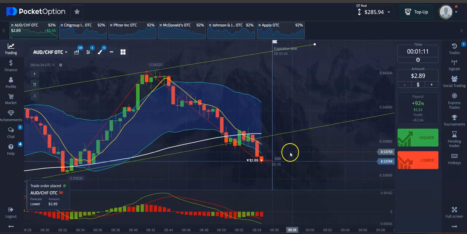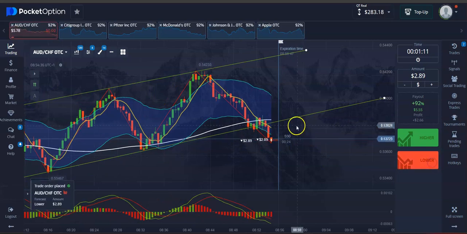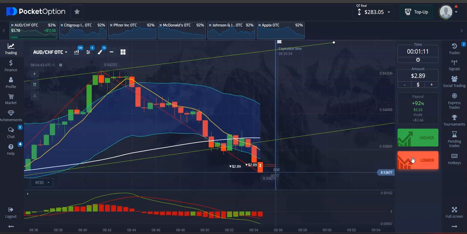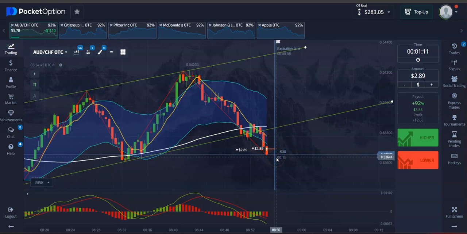So we're going to take a downtrend over here. Let's see how we go. So it took 2 trades over there. So let's see if you're going to have a continuation to the downside, or the price will continue the pattern.